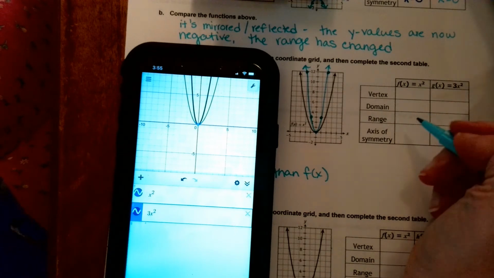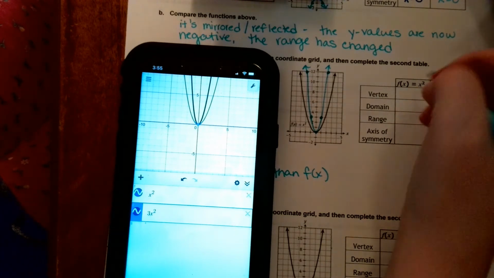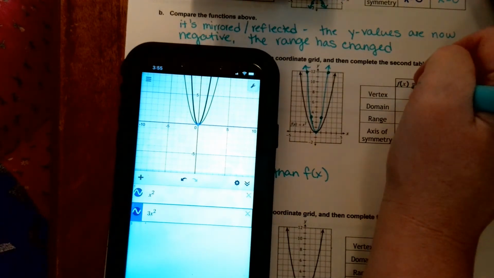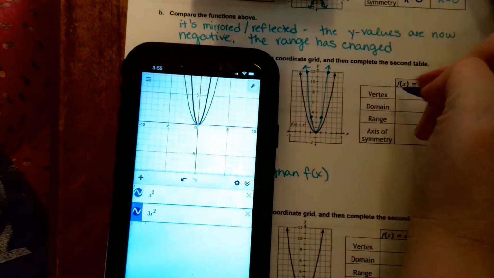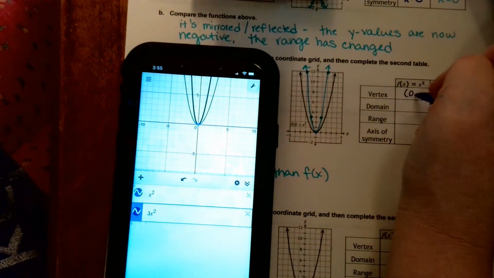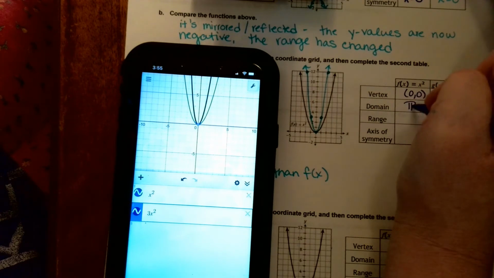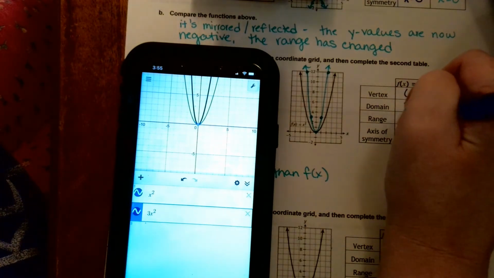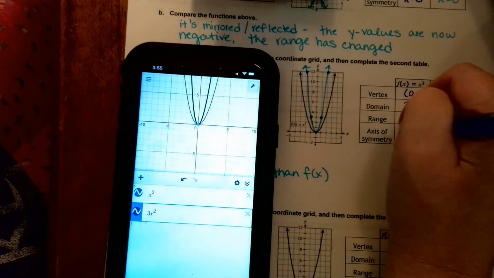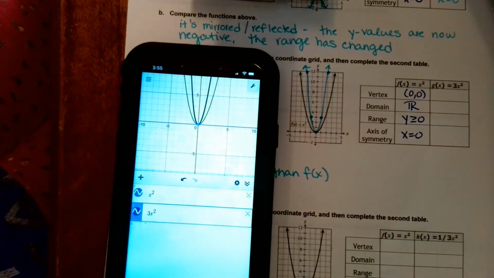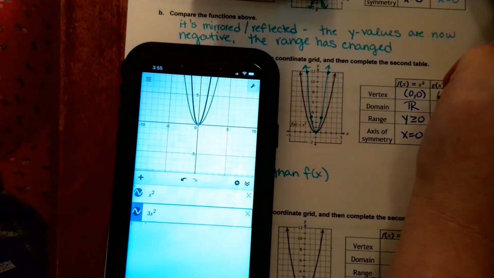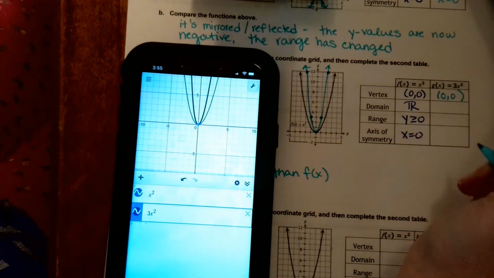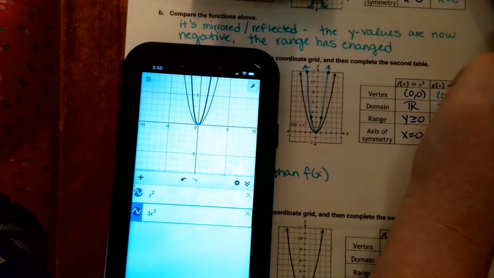Okay, so our vertex is, so this should all be the same because this is f of x. So vertex is 0, 0. Domain is all real numbers. Y greater than or equal to 0. Axis of symmetry is still x equals 0. In this column, our vertex is still 0, 0. That hasn't changed. Our domain hasn't changed.